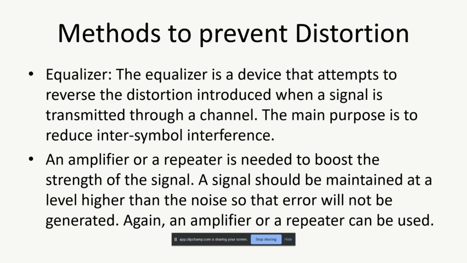Second, an amplifier or a repeater is needed to boost the strength of the signal. A signal should be maintained at a level higher than the noise so that errors will not be generated again. So, in the second point, we need to use an amplifier or a repeater again and again at a certain distance to reduce the effect of distortion.